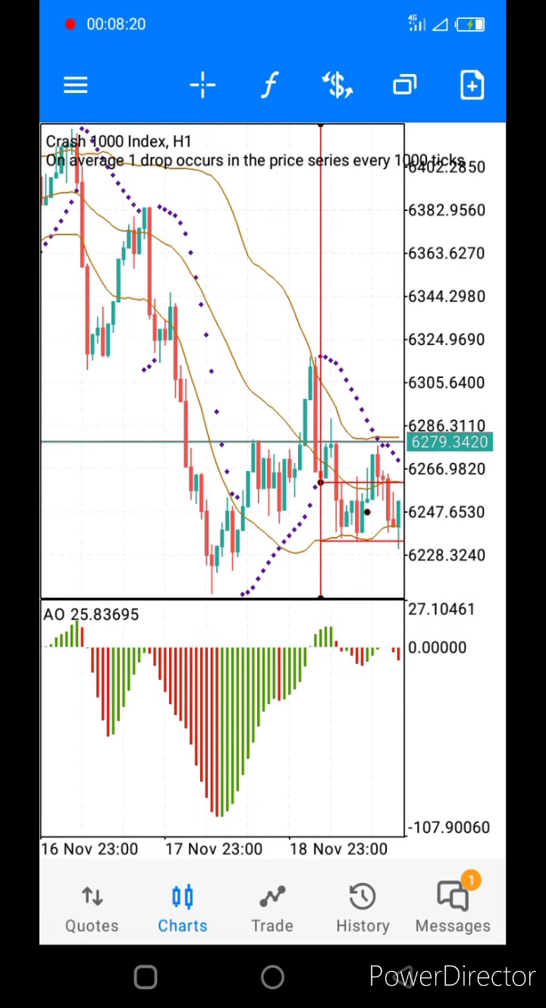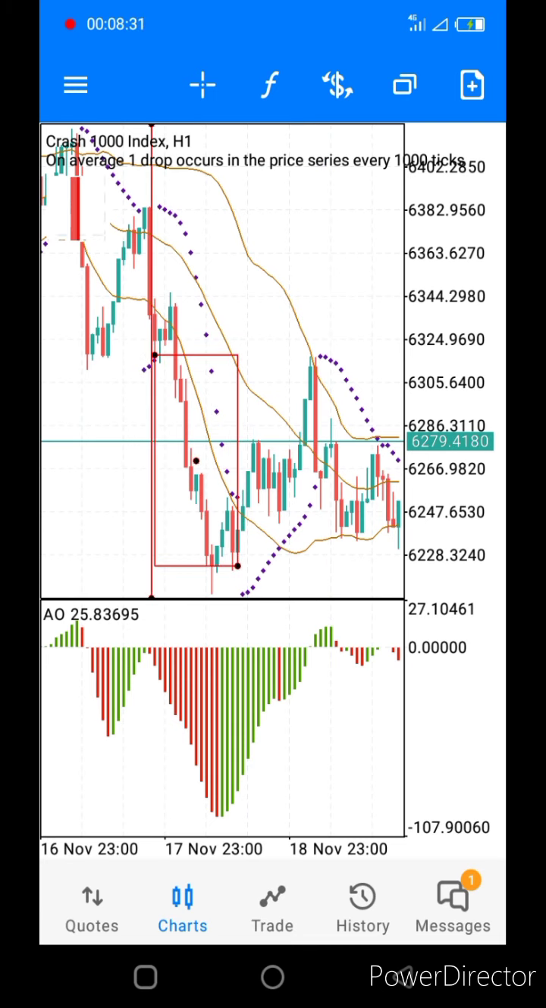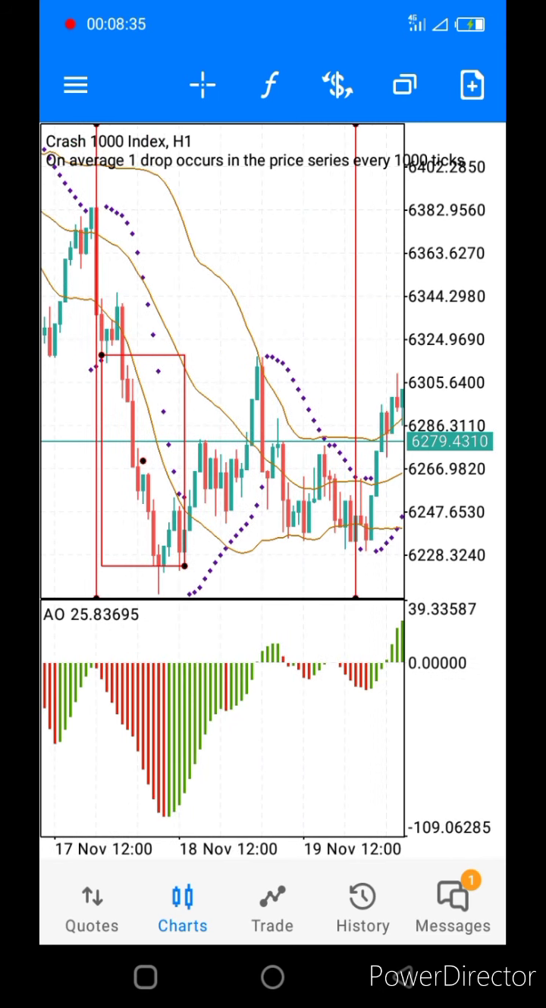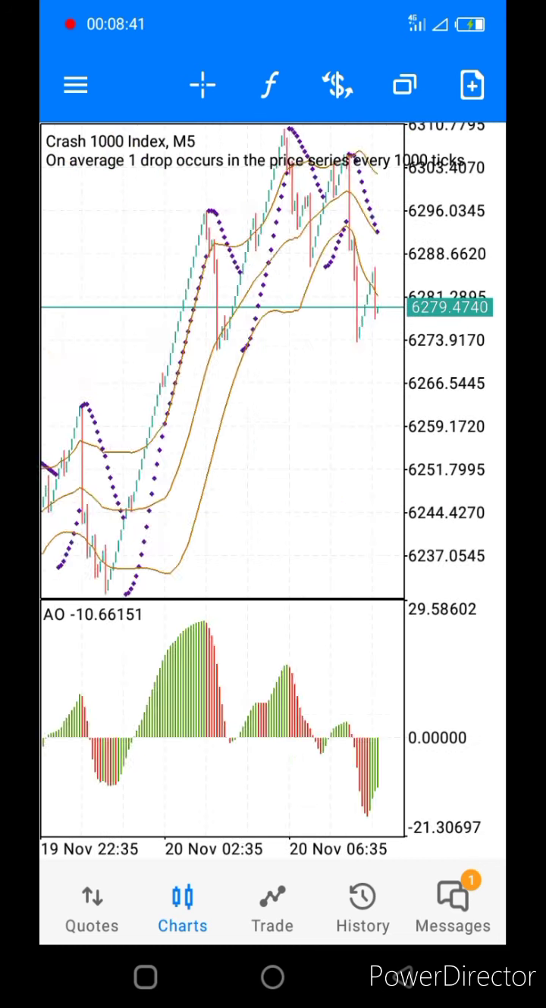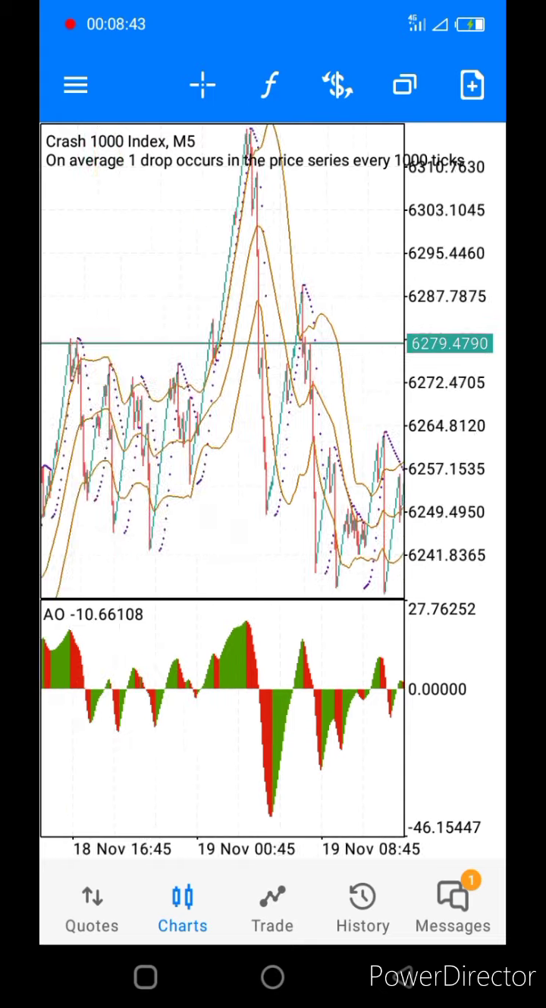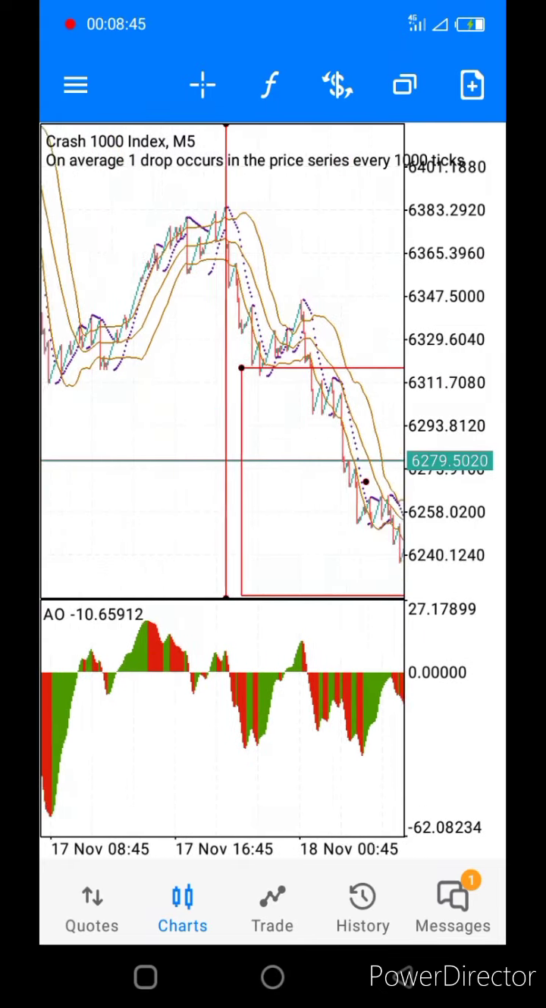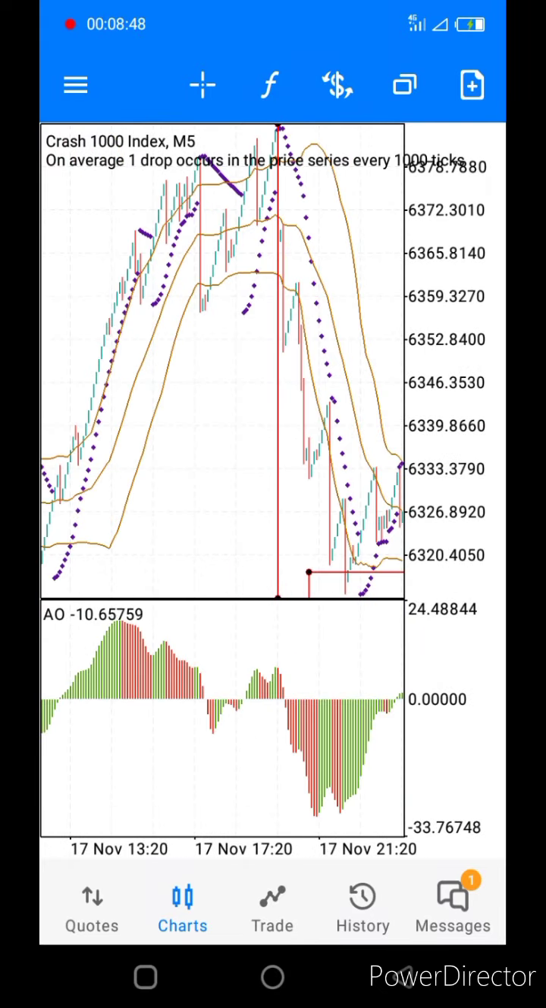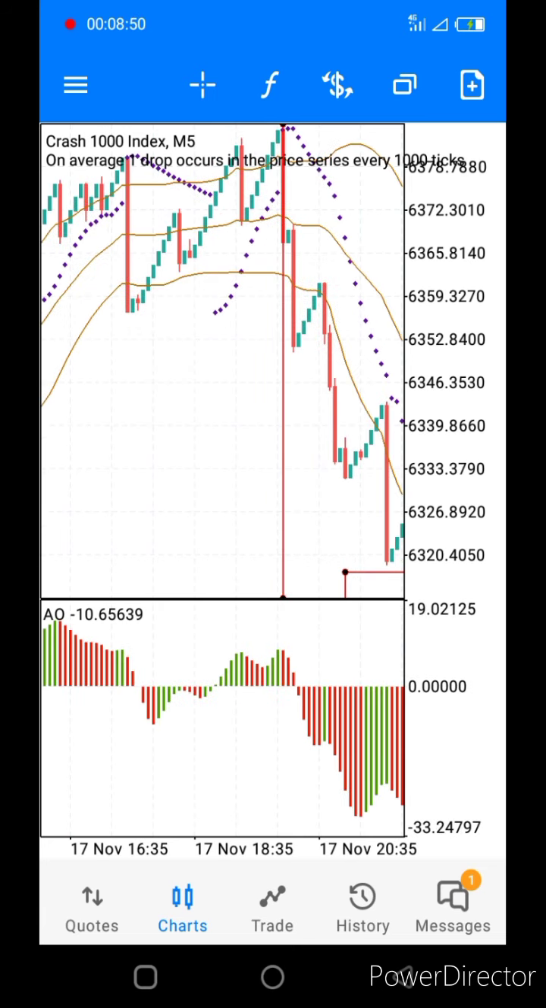This is another signal here on the 1 hour time frame. Can you see that? So let us check it out together. What do we have here? Let's go to our 5 minutes time frame. You see that you will keep seeing more sell signals. More sell signals. Can you see that?